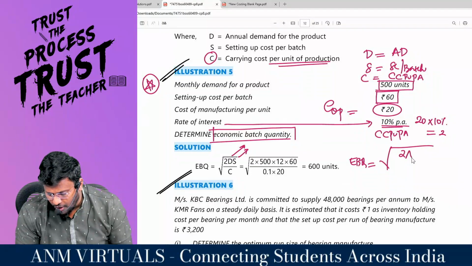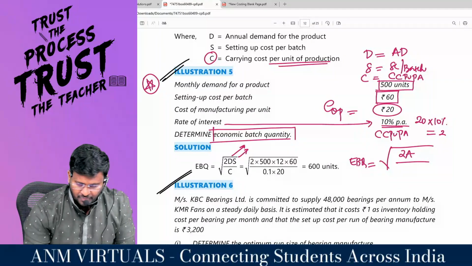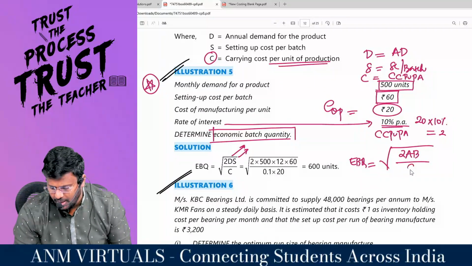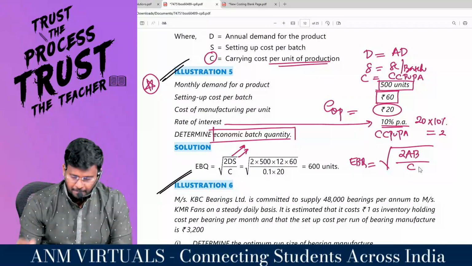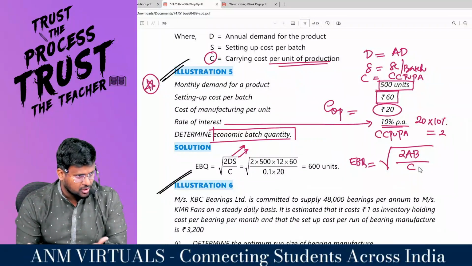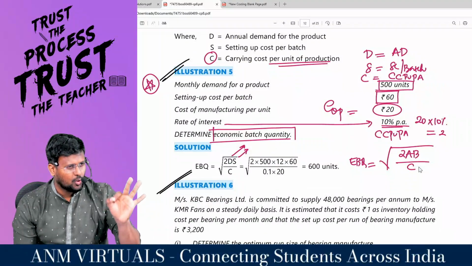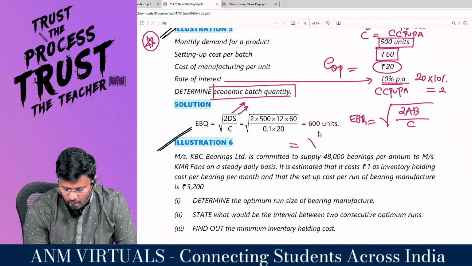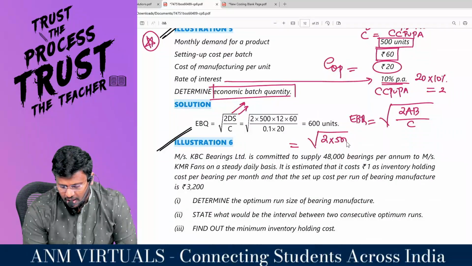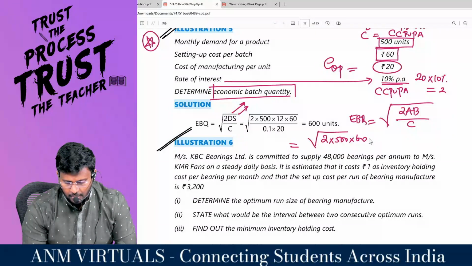That is equal to root of 2AB divided by C. This is my wordings, man, but not the ICAI wordings. Are you all really with me? They are calling 2 as 2. A stands for annual demand. And B stands for batch cost, which is setup cost per batch. They call it S; I am calling it batch cost. For setting up a batch, how much is the batch cost? And C stands for carrying cost per unit. That is equal to root of 2 into annual demand 500 into the setup cost per batch 60. Comfortable, sir? Yes, sir.